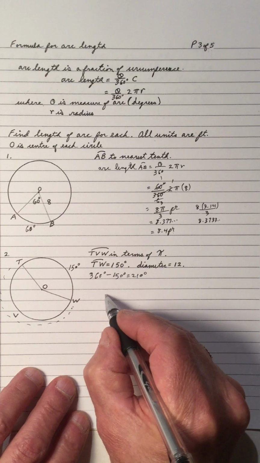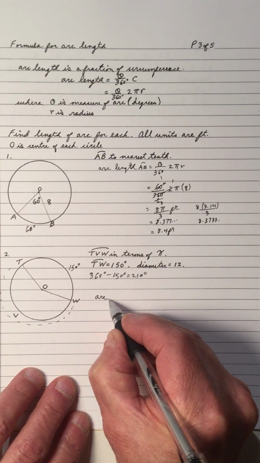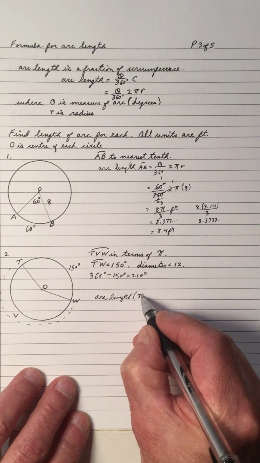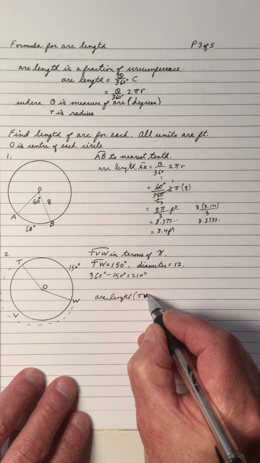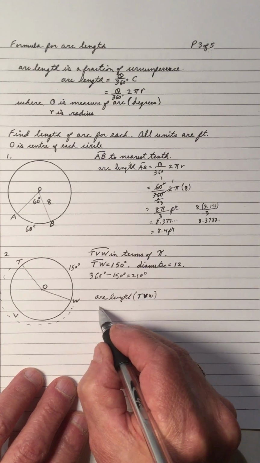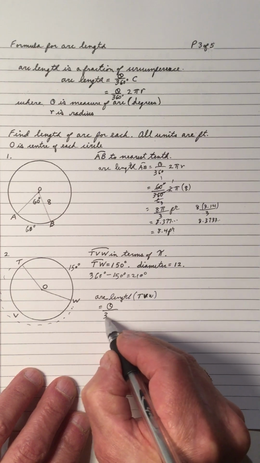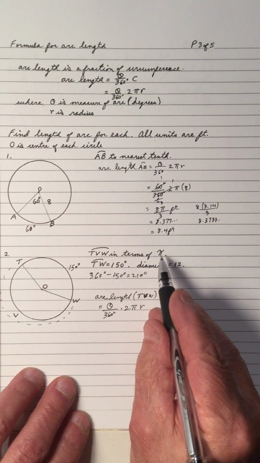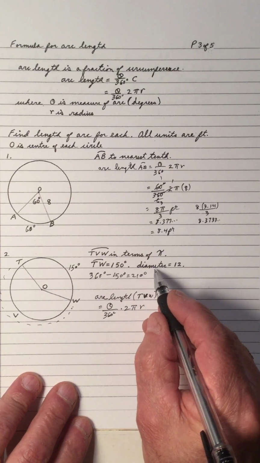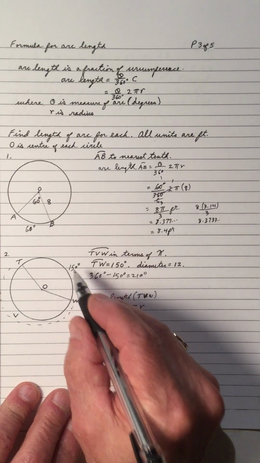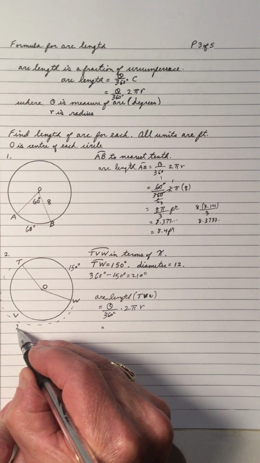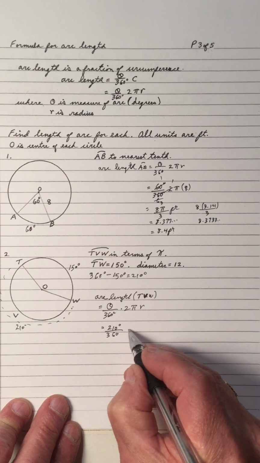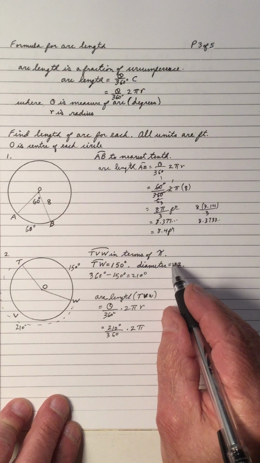So this arc, the measure of the arc TVW. This arc length would be theta over 360 times 2 pi r. And we want it in terms of pi. The diameter is 12. So if this is 150, this one is 210. So we got 210 degrees over 360 times 2 times pi, and the radius.